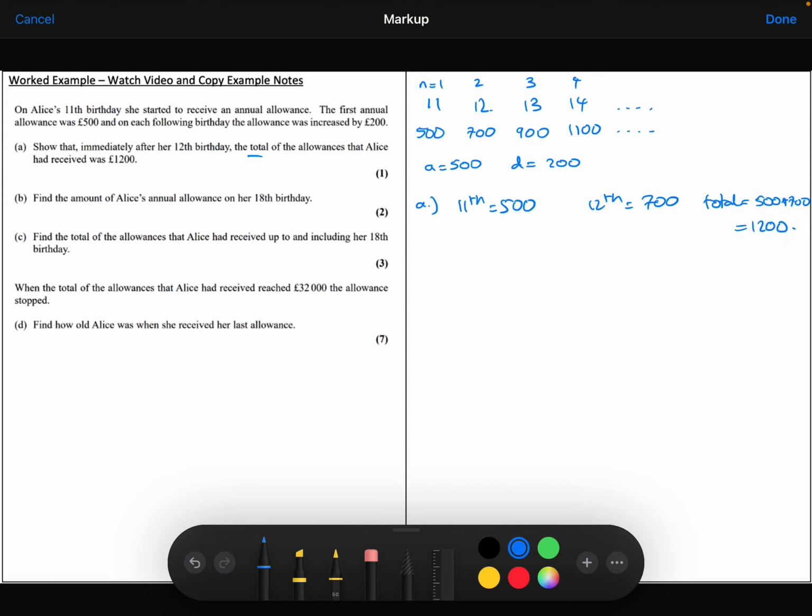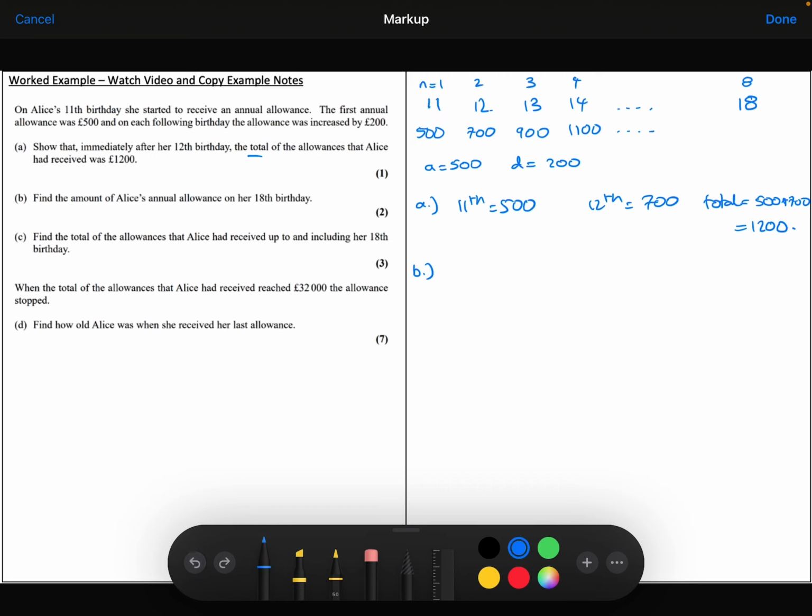Part B. Find the amount of Alice's annual allowance on her 18th birthday. So when she was 18, that's the 8th number in our sequence. I can tell that just by looking at it: 11th birthday is 1, the 12th birthday is 2, the 13th birthday was the third number, and so on. So the 18th birthday would have been the 8th number in this sequence.